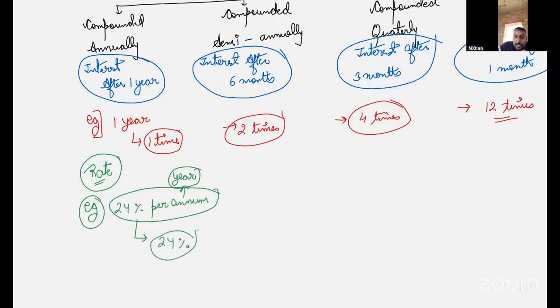But when we are calculating semi-annually, we are calculating for the first 6 months, then the next 6 months. But 6 months is only half. Are you getting my point? 6 months is not annum. Here it is 24% per annum, and 6 months is half a year. So it means that the rate will also become half. So in this case, it will be 12% per annum.